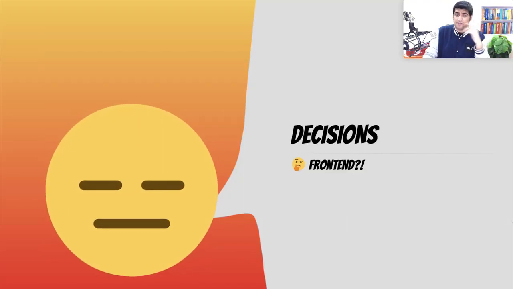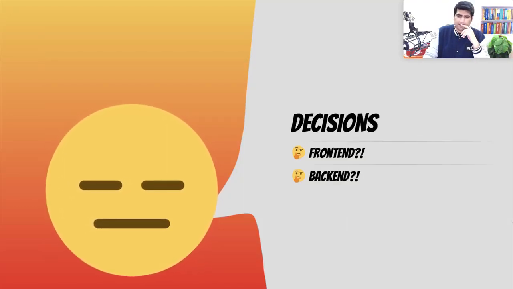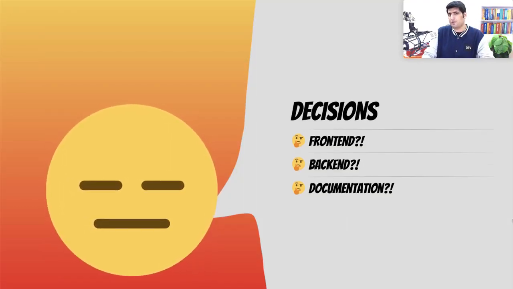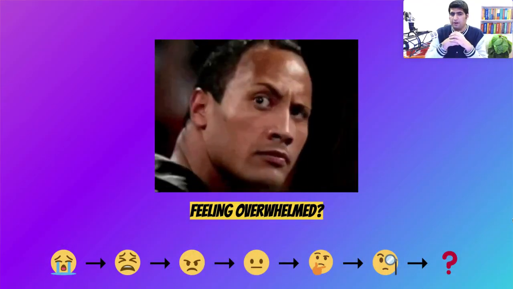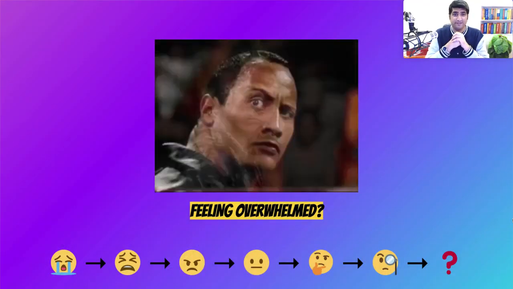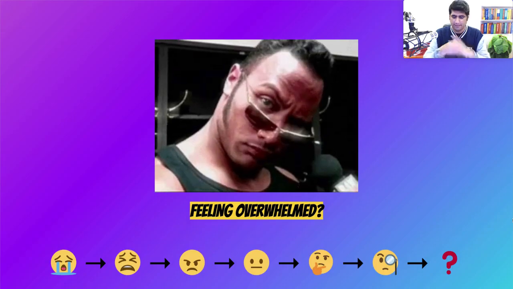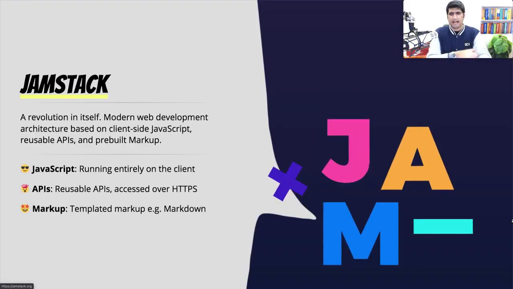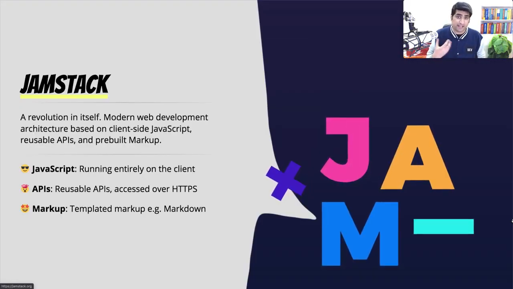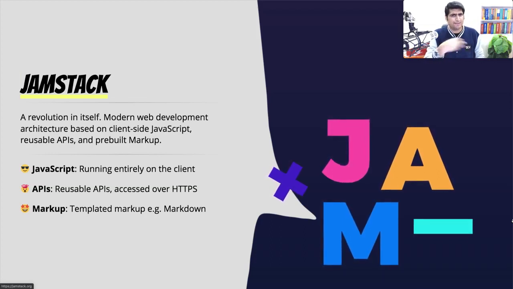You see, I had to make a lot of decisions again. What kind of front end am I going to use? The backend I'm going to use? How I'm going to produce the documentation and whatnot? If you don't know it yet, I was feeling pretty overwhelmed at that time. So here's what I did. I started to work on the details of what is actually JAMstack. JAMstack is not actually a stack. This is what I found out.